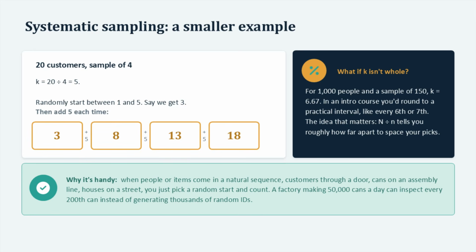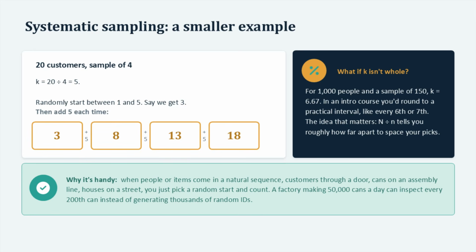That gives us 4 customers, evenly spaced, starting from a random point. Simple. Now look at the box on the right, because there's one little wrinkle. What happens if K is not a whole number? Suppose we have 1,000 people, and we want a sample of 150. 1,000 divided by 150 is about 6.67. That's not a nice, clean interval.